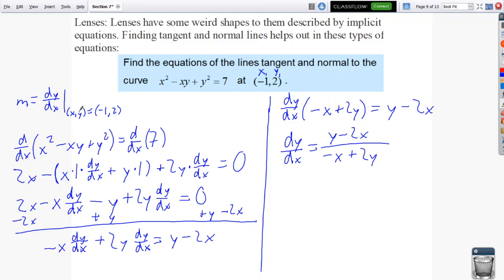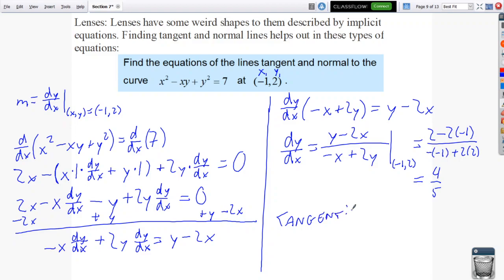Again, my slope is going to be dy dx evaluated at negative 1, 2. So to find my slope, I'm going to evaluate at negative 1, 2. And just mashing this stuff in here. y is 2, so 2 minus 2 times negative 1 over negative x, so negative 1 plus 2 times 2. Just looking at this, 4 fifths. Slope is 4 fifths.